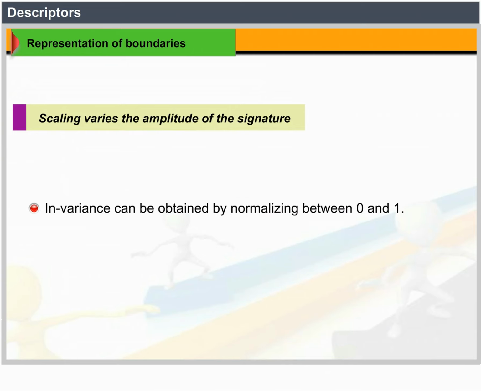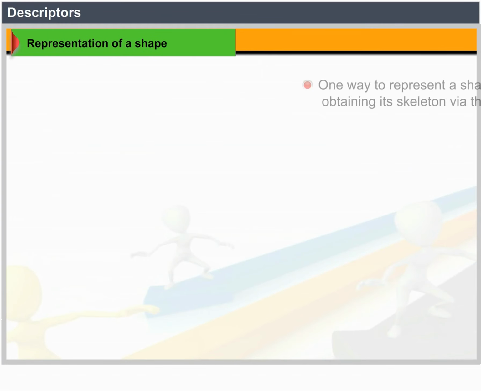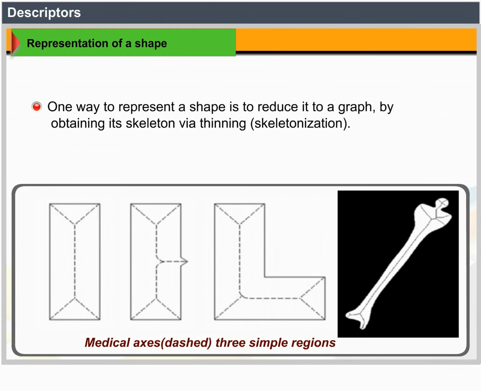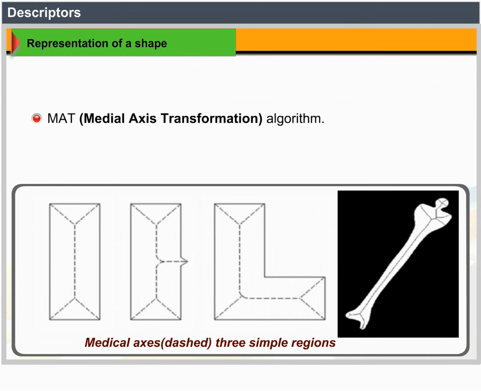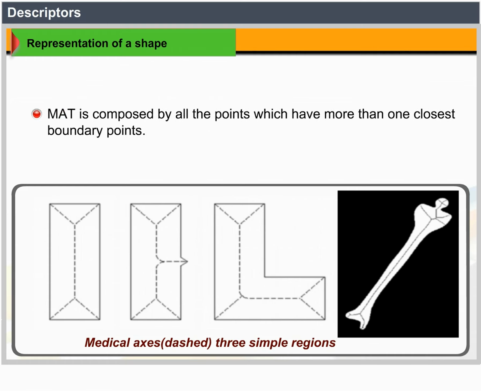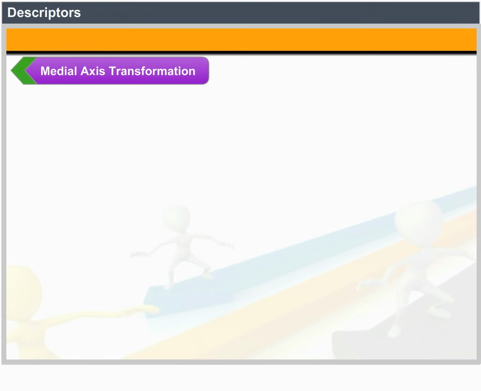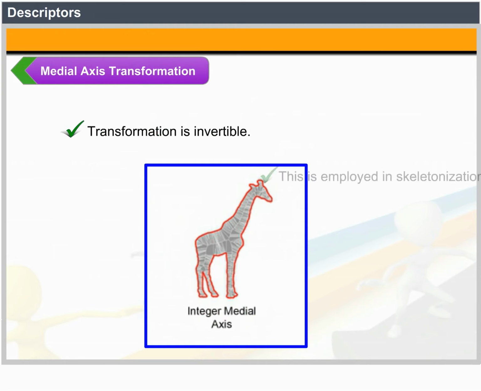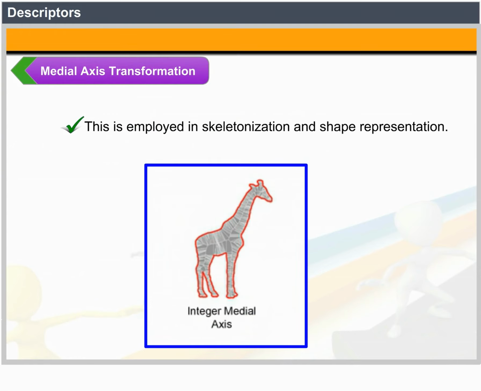Representation of a shape. One way to represent a shape is to reduce it to a graph by obtaining its skeleton via thinning, or skeletonization. MAT, the Medial Axis Transformation algorithm. The MAT is composed of all the points which have more than one closest boundary point. The medial axis is augmented by a radius function. The transformation is invertible and is used in skeletonization and shape representation.